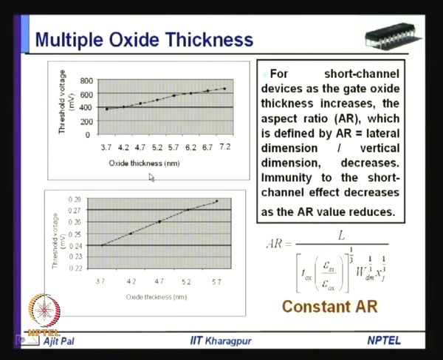However, if you do not maintain the aspect ratio constant, then you can have larger variation in threshold voltage by having different oxide thicknesses. So, this is the second technique.